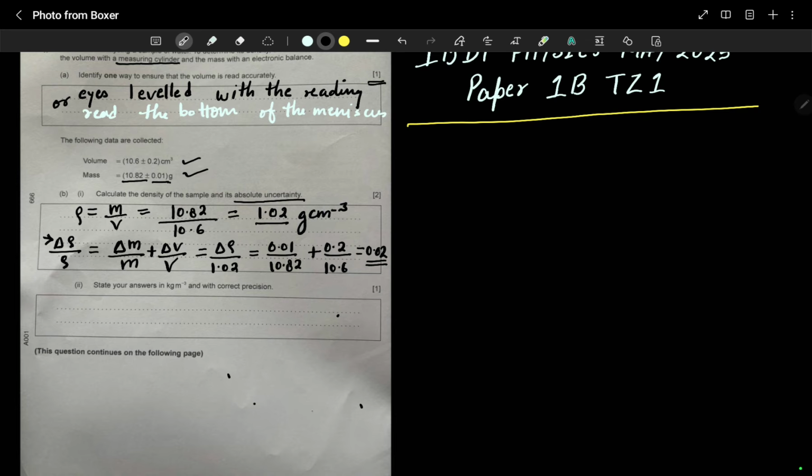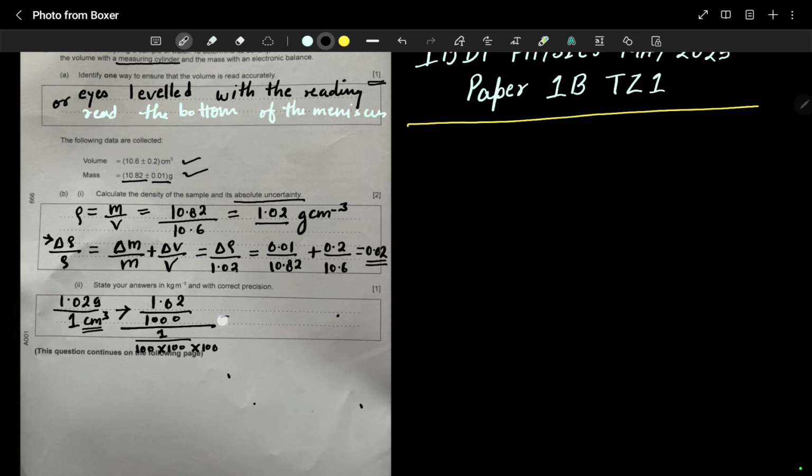Now in the second part they are asking to state your answer in kg per meter cube. So we have got 1.02 gram per 1 centimeter cube, right? I have to convert gram to kg and centimeter cube to meter cube. In order to convert gram to kg, we have to divide by 1000, right? And to convert 1 centimeter cube to meter cube, I have to divide by 100 into 100 into 100.